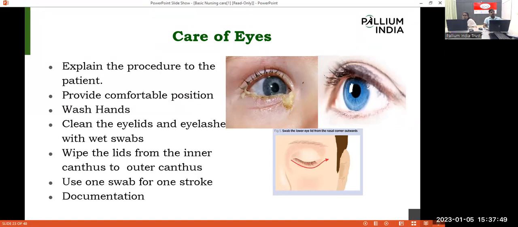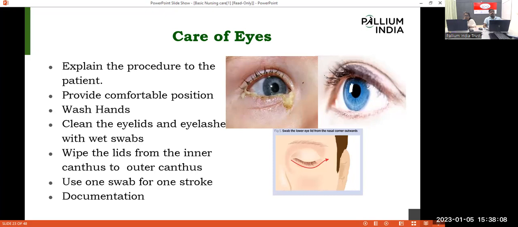As with every procedure, explain the procedure to the patient, and the importance also we need to explain to the patient and family. Then provide a comfortable position for the patient. Then hand washing is very important. Then we need to clean the eyelid and eyelashes with a wet swab.